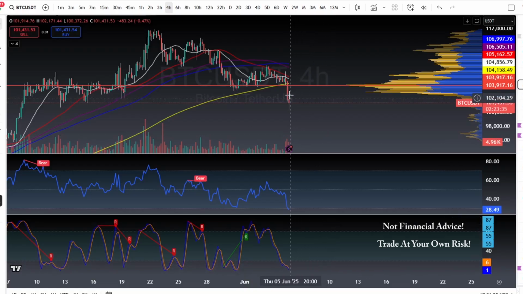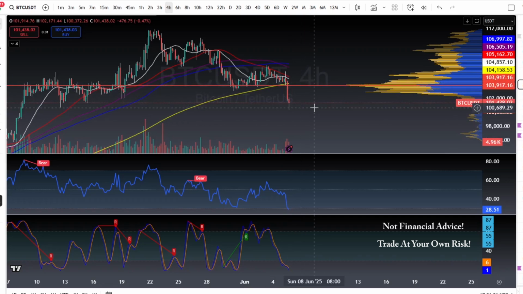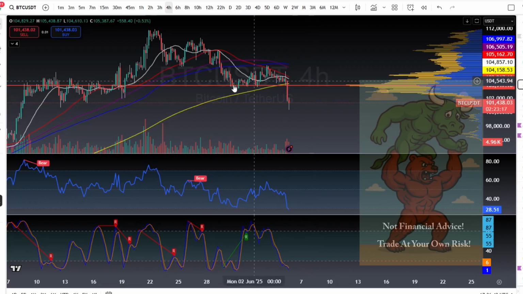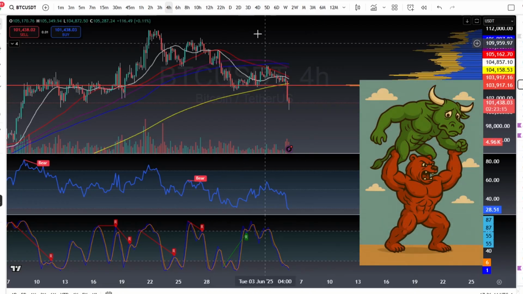One thing that could possibly happen is maybe we close this candle and maybe we start making a bear flag here and we continue to drop down, or we go back up to test the 200-day moving average, which is at 104,158. And if we reject from there, I think it might be over for the short term right now. It looks like Bitcoin will be heading into the 90s.